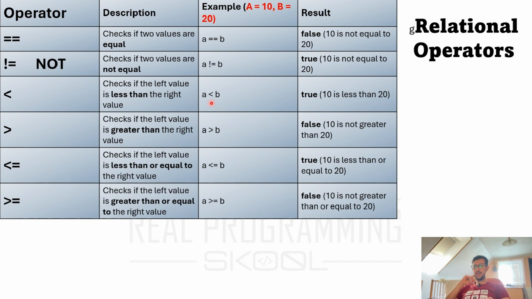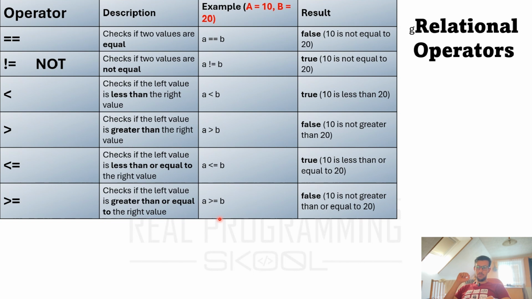And here we have a less than b: 10 less than 20, it's true, because 10 is smaller than 20. 10 greater than b, 10 greater than 20, is false, because 10 is not bigger than 20. 10 less or equal b: 10 is less than 20, but not equal, but we will give it true.